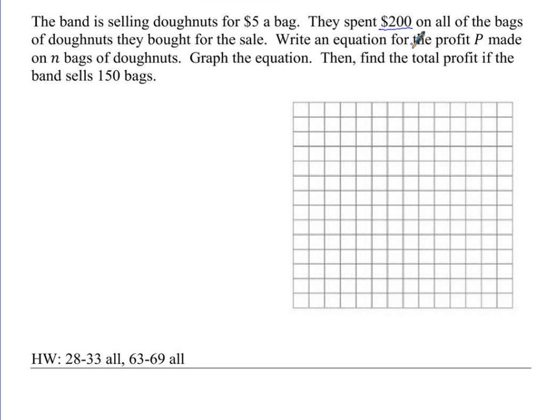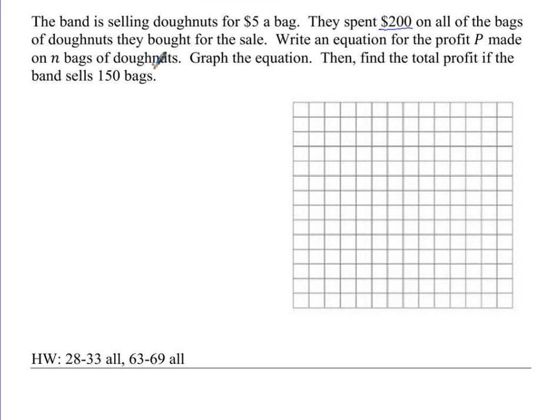Okay, write an equation for the profit P made on n bags of donuts. And I want to use slope intercept form for this. Profit is how much money you make, right? So if you have a negative profit, what does that mean? It means you lost money. You spent more money than you made back. So if they spent $200 right off the bat, what am I going to call that? Negative 200.